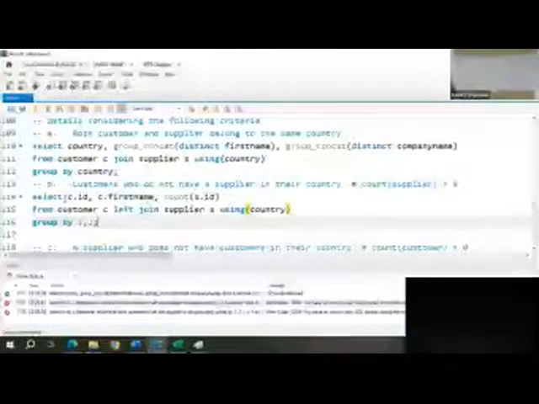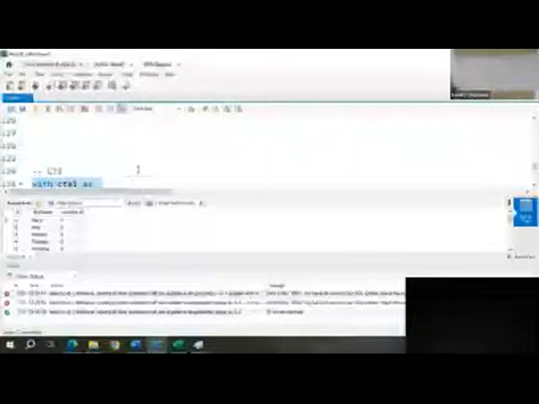Select first name, last name, count of s.id, right? What mistake am I making? It says it's correct only, right? Why is it trying to run the CTE along with this? Okay, so yes, the semicolon is the reason.